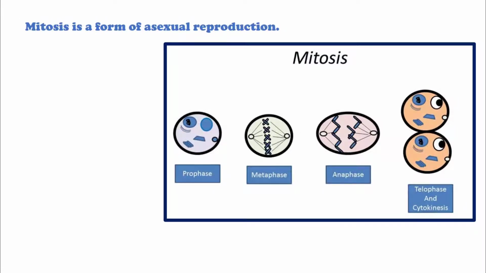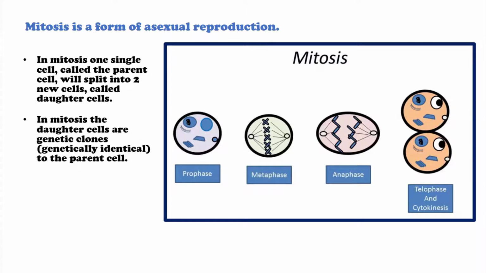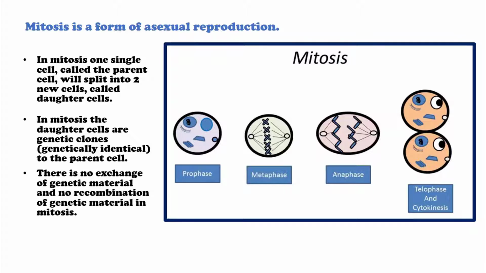Mitosis is a form of asexual reproduction. In mitosis, one single cell, called the parent cell, will split into two new cells that we call daughter cells. In mitosis, the daughter cells are genetic clones. In other words, they're genetically identical to the parent cell. There is no exchange of genetic material and no recombination of genetic material in mitosis.